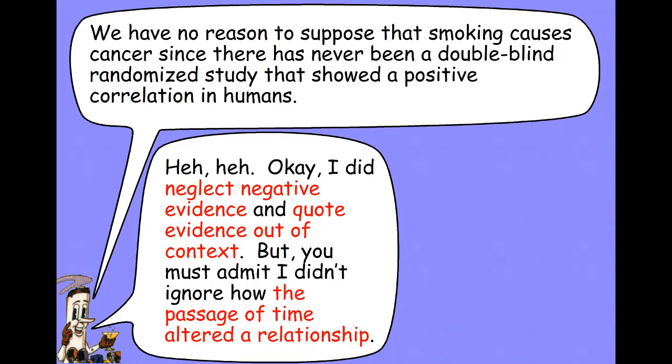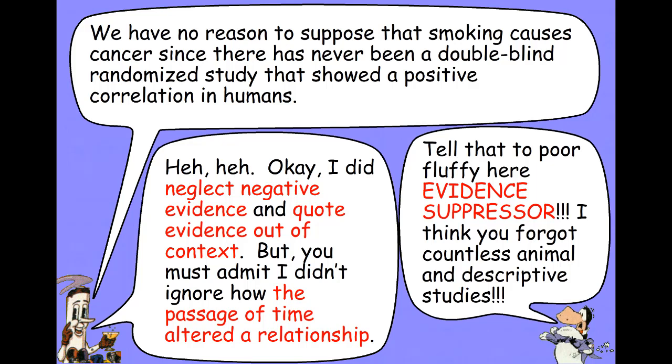Now, there are three ways you can suppress evidence. You can neglect negative evidence. You can just not tell people evidence that undermines or weakens your case. You can quote evidence out of context, right? And this is a nice example of that. They tell you there's no double-blind studies that show a correlation, but they don't tell you that's because there are no double-blind studies. It's immoral, right? And the third way that people often do it is to ignore how the passage of time has altered a relationship. And of course, in the smoking case, when we look more carefully at the evidence, we realize that there are suppressed evidence in two of those three ways.